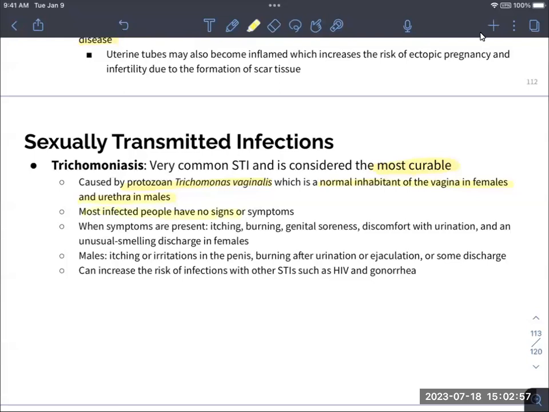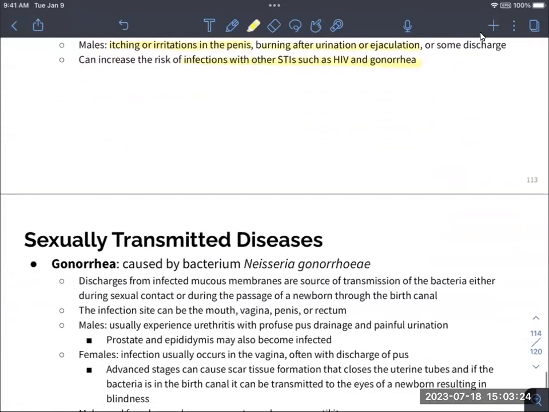Most people don't even know. They could have itching, burning, genital soreness, discomfort on urination, and unusual smelling discharge in females can be found. Males will have itching and irritation of the penis, burning, and after urination or ejaculation, some discharge can happen. Having trichomoniasis can actually increase your risk of other STIs like HIV and gonorrhea.